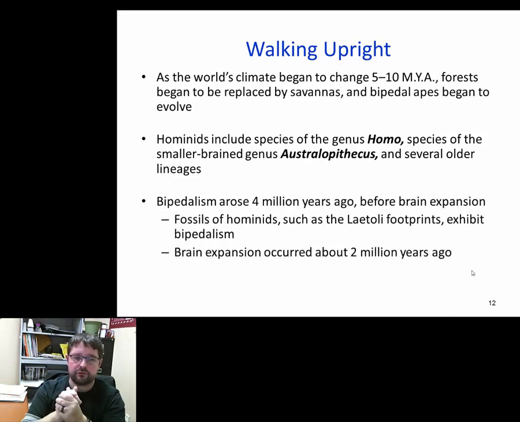So fossils of hominids arose about 4 million years ago before the brain expansion. And we see this in examples like the Laetoli footprints, and we can see it now in fossils that we've found in Ethiopia and other places in Africa. The brain expansion came after Australopithecus gave rise to the Homo genera, and that occurred about 2 million years ago.